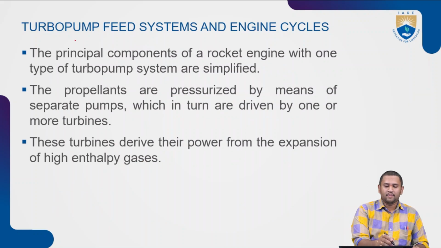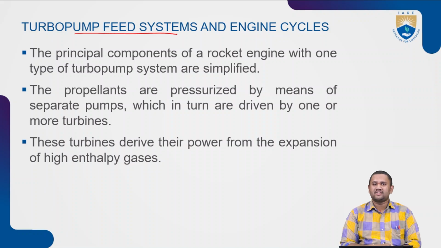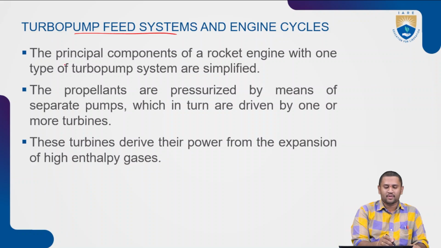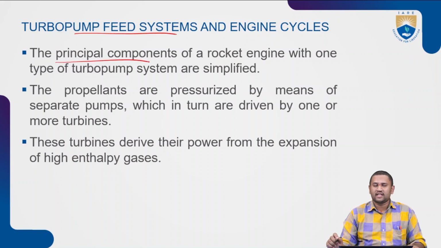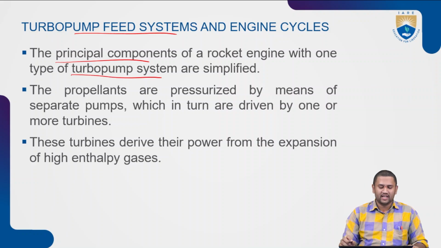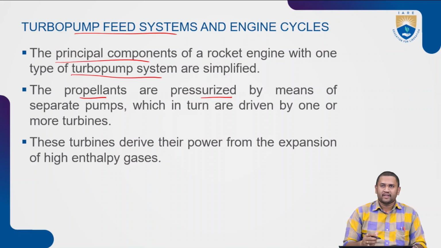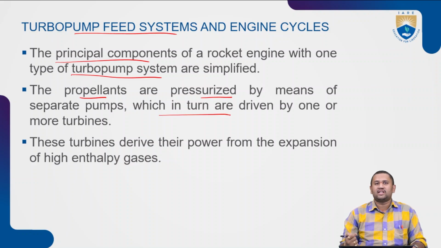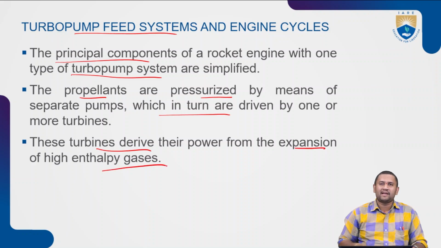Now, coming to your next topic, that is the turbopump feed systems as well as the engine cycles. What do you mean by turbopump feed system? Or let us understand what you mean by the principal components. The principal component of a rocket engine of one type is the turbopump system, where the propellants are pressurized by means of separate pumps, either individual pumps or a combined pump, which in turn are driven by one or more turbines, and these turbines derive the power from the expansion of high enthalpy gases, particularly from your liquid fuel plus oxidizer.